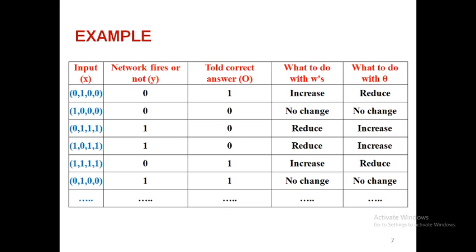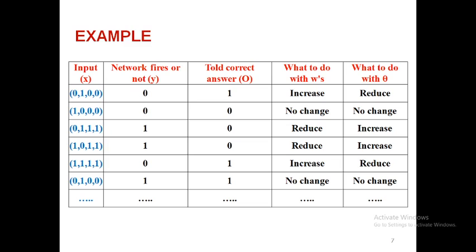To make that less than theta, you need to reduce the left side value. Left side value is nothing but summation wi xi. In that, input is fixed, but w you can change, so you need to reduce the w. The right side value you need to increase, so you can increase the theta value. So your y will become 0, which is equal to the O value. Likewise, the remaining cases.